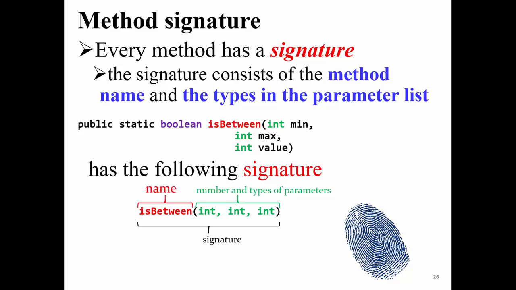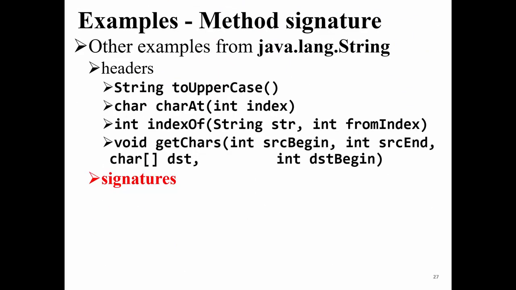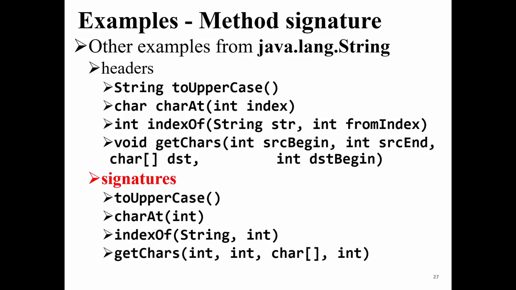So this is a signature: the name and the number and data types of the parameters. If I give you this method and ask you what the signature of these methods is. The first one is string toUpper. What is the signature for this method? toUpper. Then charAt, int index. What is the signature? Yes. So you can see I don't care about the return type. The only thing that is important is the name of the method and the data types and the order of the parameter list.